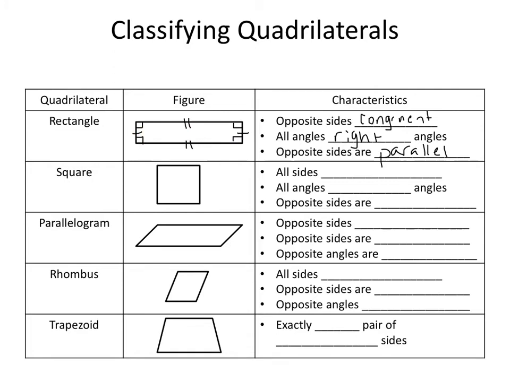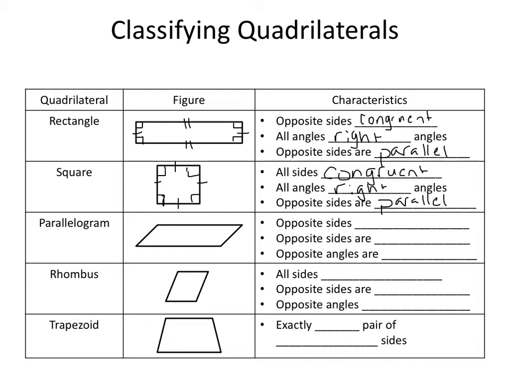Alright, what about a square? Well, remember, a square means all sides are congruent or equal. All angles, once again, have to be right angles, and opposite sides are parallel. So here, we just put 1 tick mark on each one, and then we'd also have our little squares in the corner to show that they're 90-degree angles.